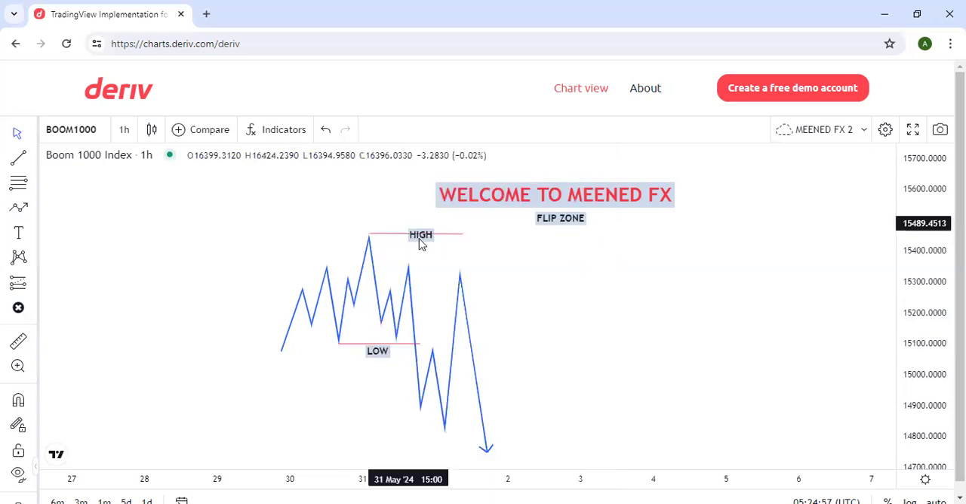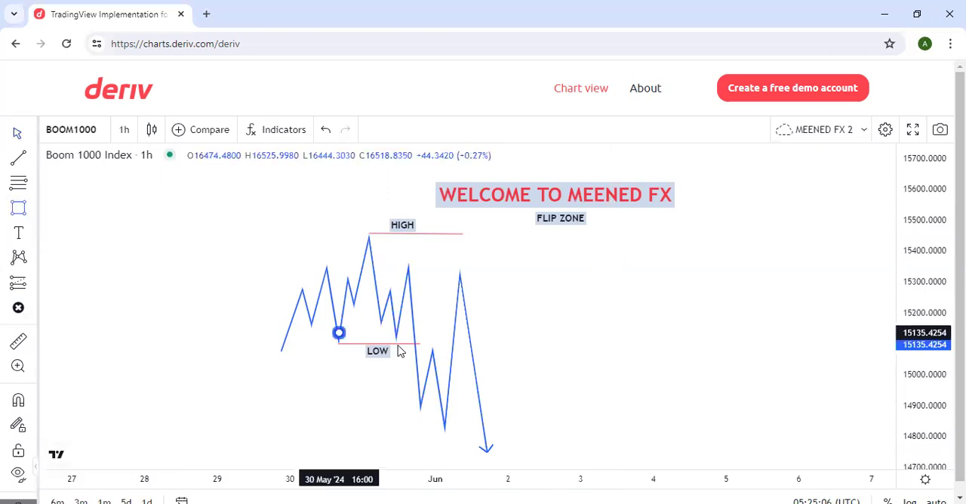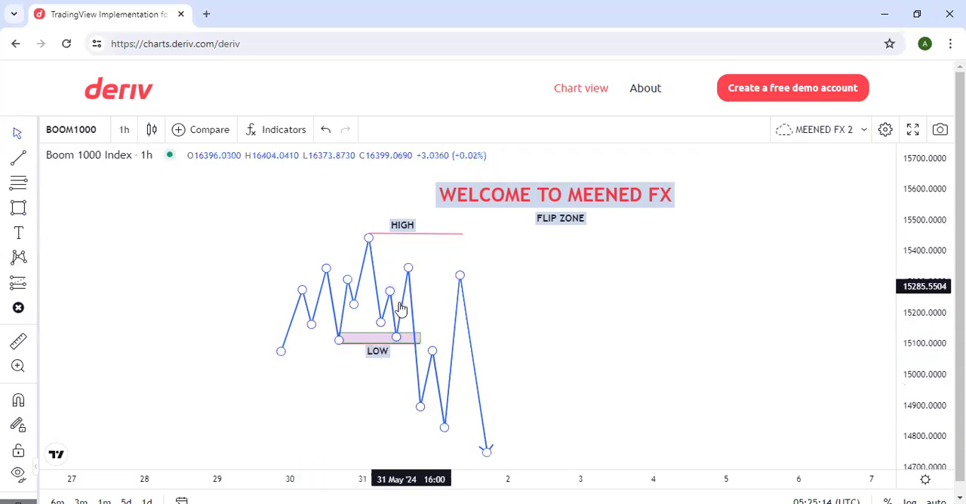Now, what happens next is that our major focus is that price should actually continue buying from this low here, let's say from this zone. So price should continue buying from that zone. Price got into that zone and reacted from it.